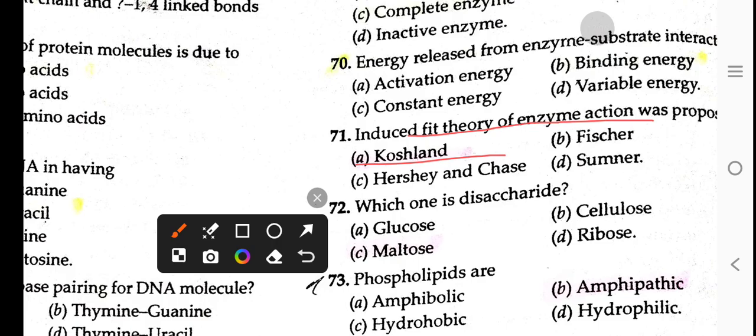Which one is a disaccharide? So glucose is a monosaccharide, cellulose is a polysaccharide, ribose is again a monosaccharide, maltose is a disaccharide. So option number C is the right answer.